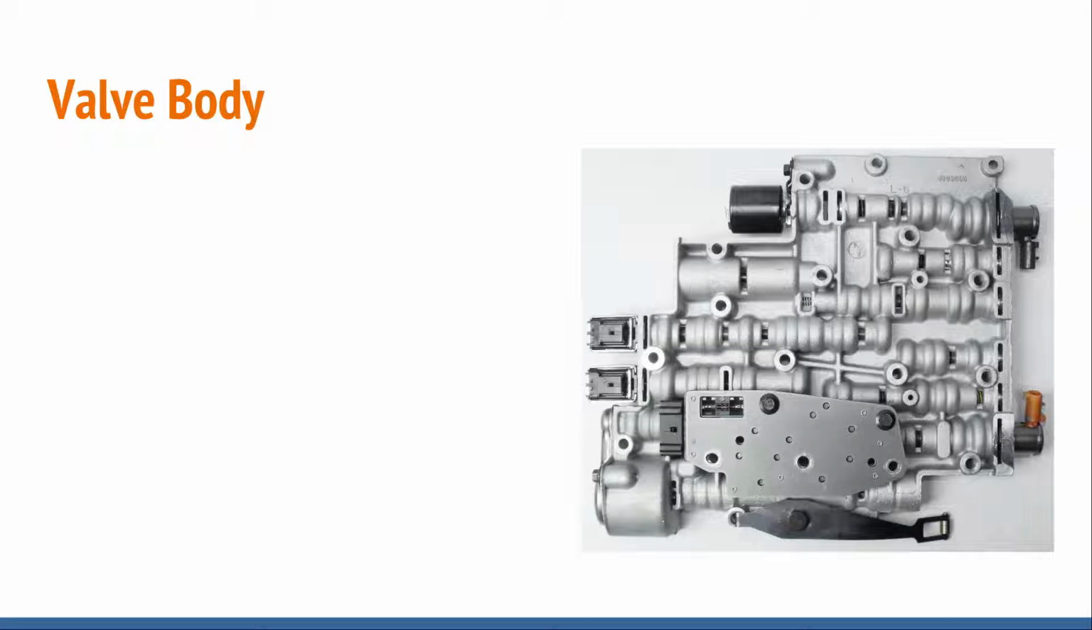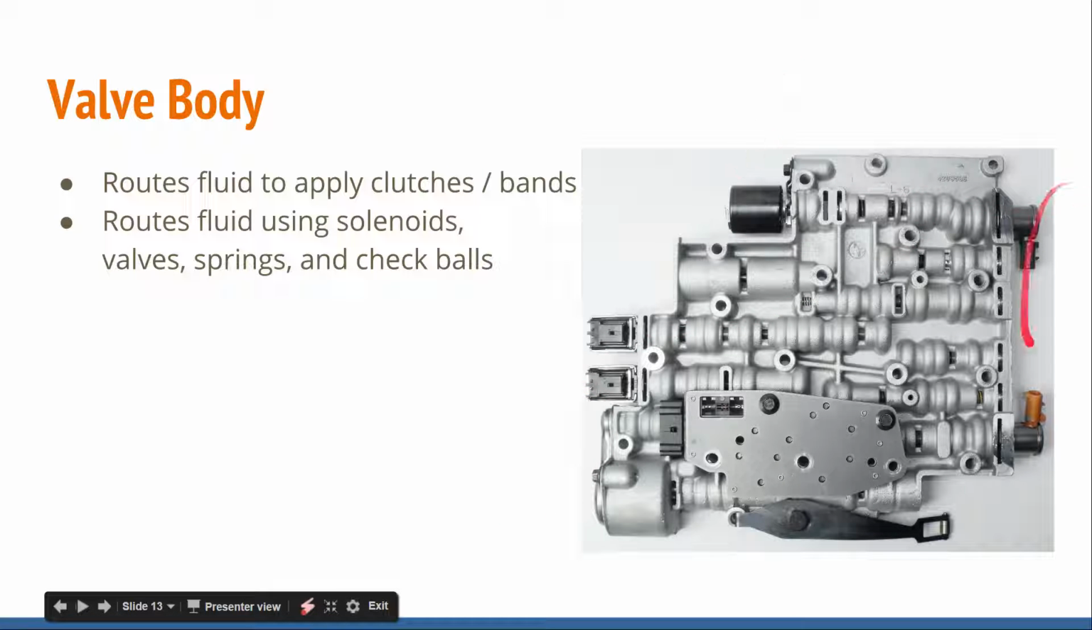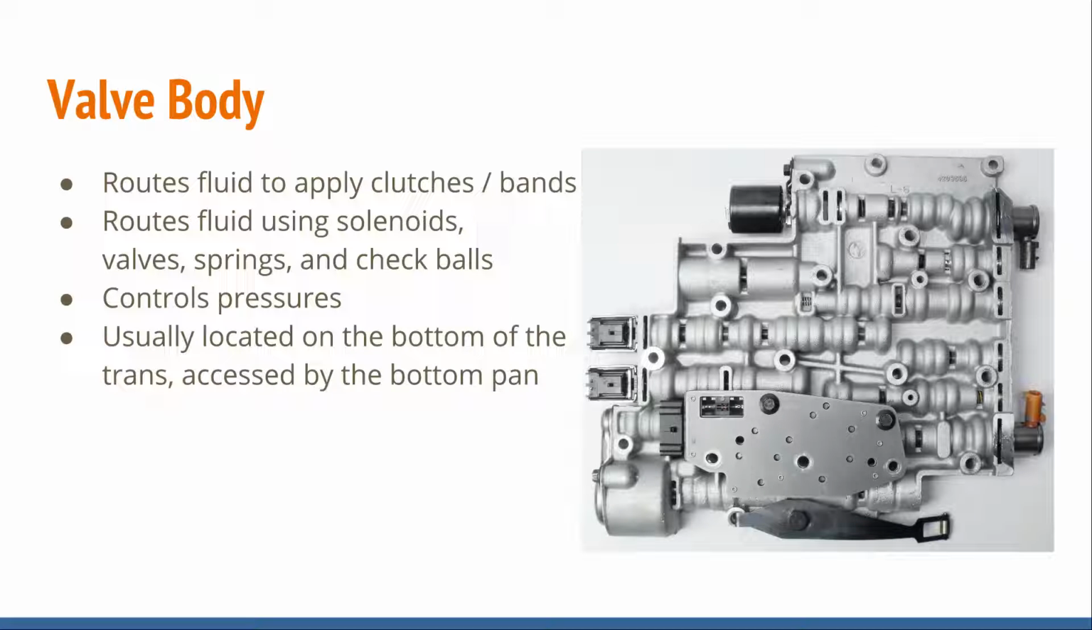So moving on to valve body, that's a goofy looking thing. Valve body, what is a valve body? What does it do? A valve body actually routes fluid to apply the clutches or bands. So this thing commands the hydraulic fluid and routes it to different areas of the transmission. It does so using solenoids, which we have here, here, and here, springs, and check balls. It also controls pressures, and it's usually located on the bottom of the transmission or inside the transmission pan. Not always, but typically.